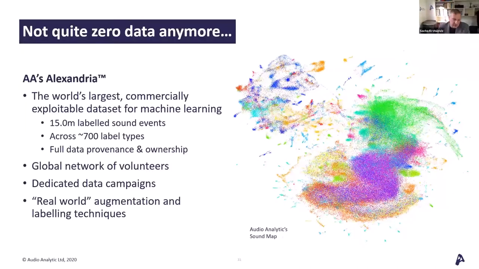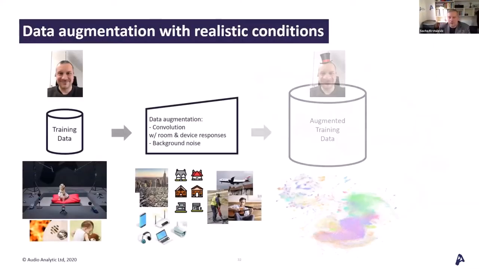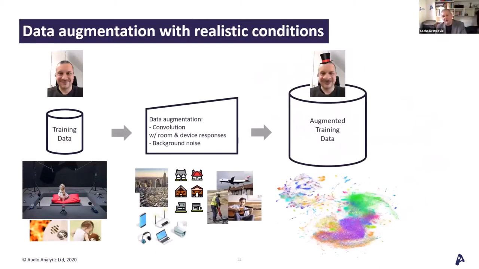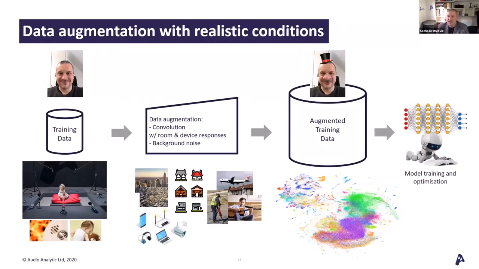And we use, as I explained before, real-world augmentation and labeling techniques. So we don't augment the data in blind ways. We use real environments and real devices to augment the data. And then on top of that, sometimes we do a bit more data augmentation. But essentially, this is a very precise, very accurate way of simulating real-world data. So just to summarize, we start from this dry data, we convolve with a variety of rooms, devices, and so on. We also add environmental noise, and that ends up as augmented training data, which we then use for model training and optimization.